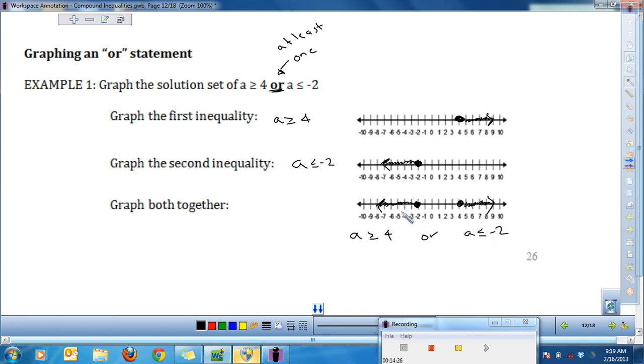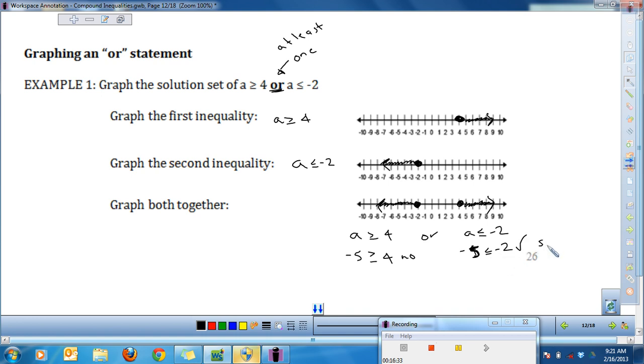Let's pick a number here. Let's see if negative 5 works. Is negative 5 greater than or equal to 4? No, that does not work. Is negative 5 less than or equal to negative 2? Yes, that's true. Negative 5 is less than negative 2.